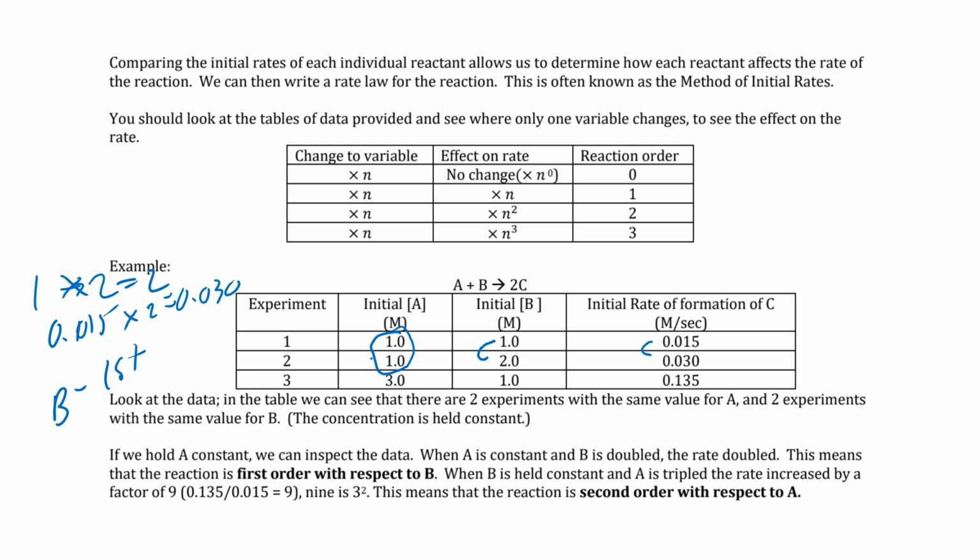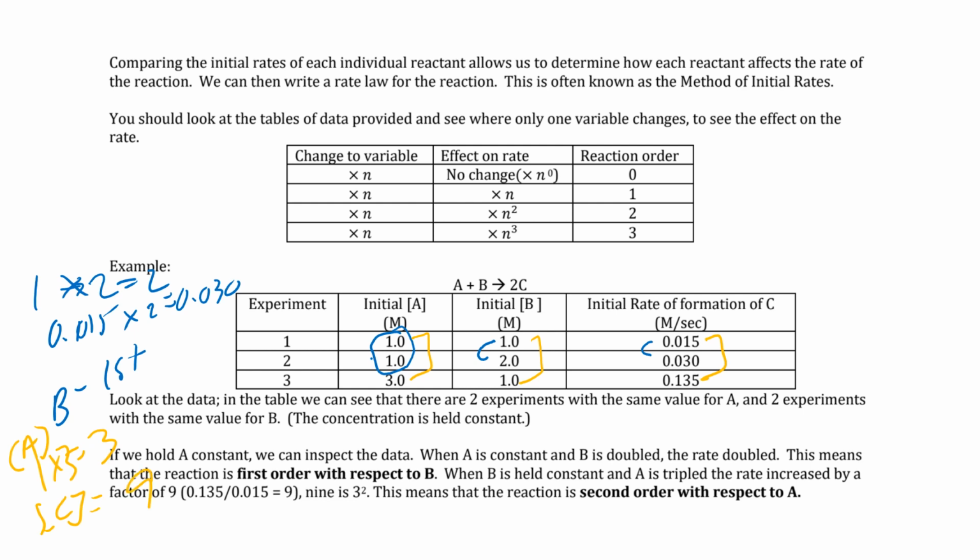If we look at A, these two are held the same. So I'm going to look at experiment 1 and 3 and see how that compares. From 1 to 3, that means to get to 3, it is tripled for my concentration of A. If I look at my formation of C, the rate is increased by a factor of 9. 0.015 times 9 is 0.135.